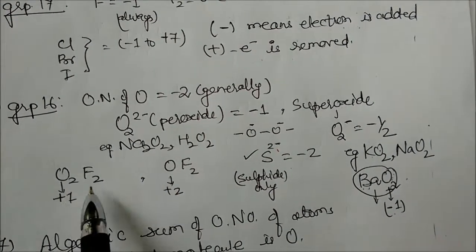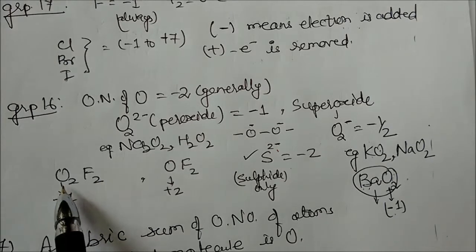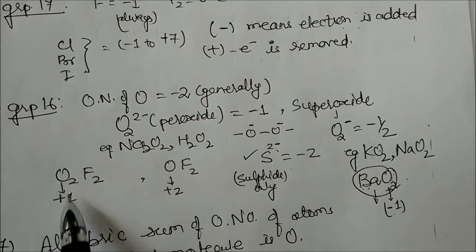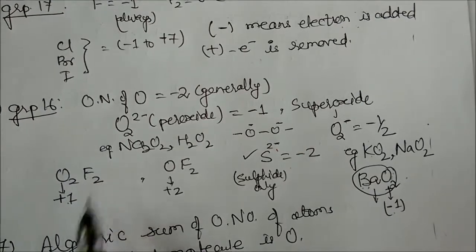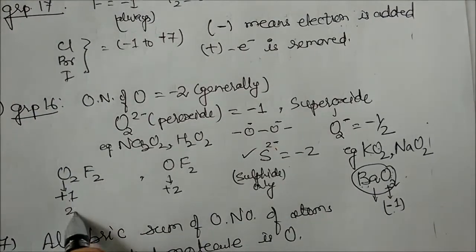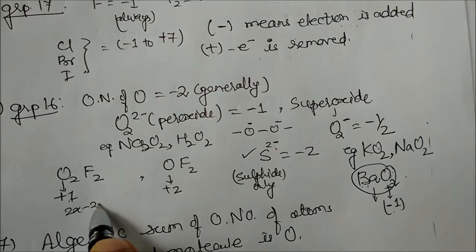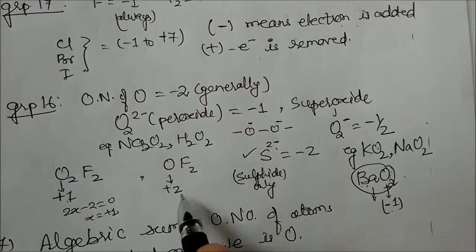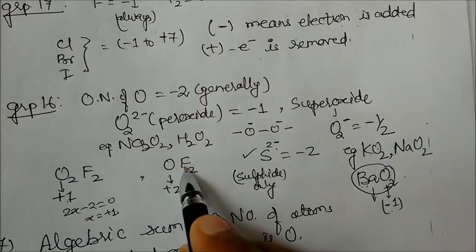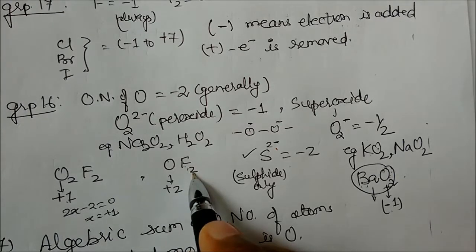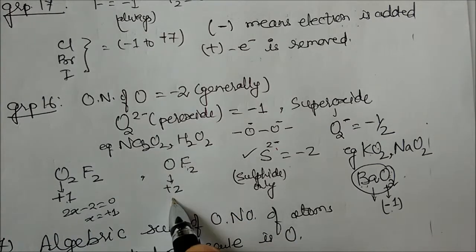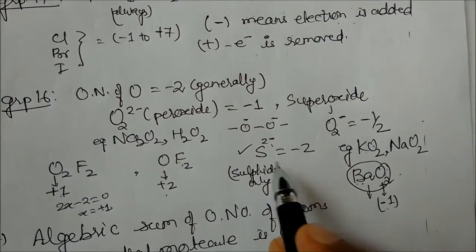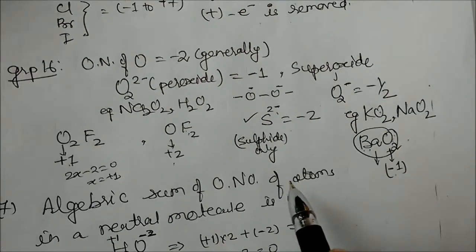When oxygen is combined with fluorine, as in dioxygen difluoride, here oxygen will be +1. We can see +1 because halogen fluorine is -1. So if you write x - 2 = 0, you will get x = +1. Each halogen atom is -1, so 2 halogen atoms will be -1 into 2, and that definitely will give +2. For any sulfide, oxidation state will be -2.